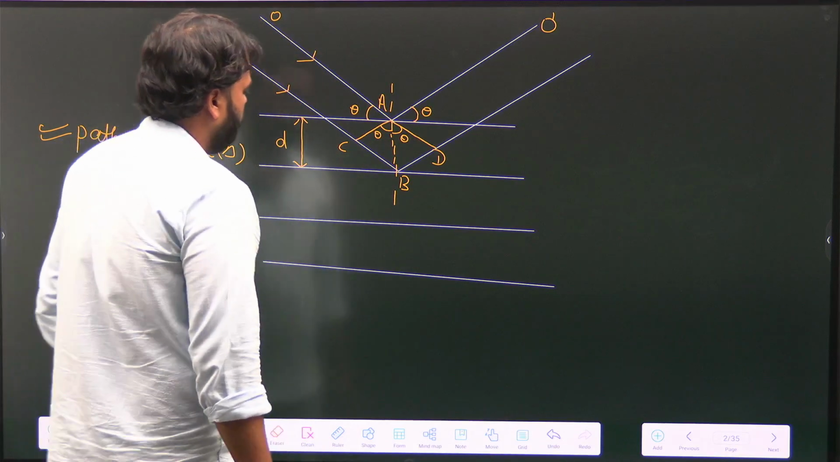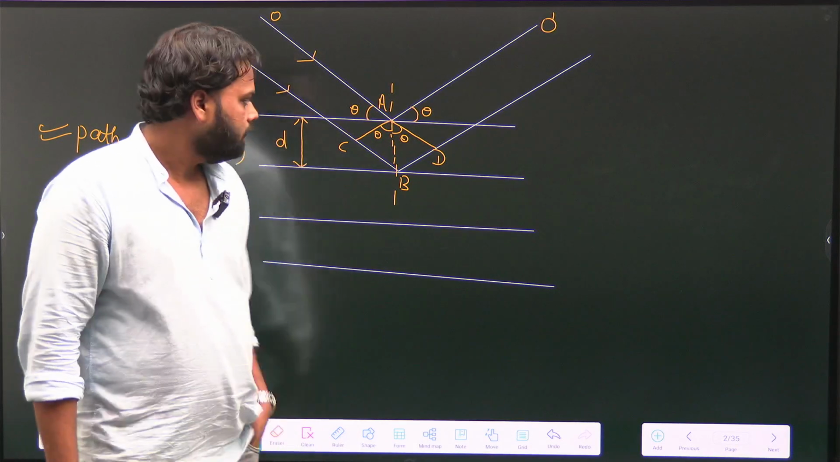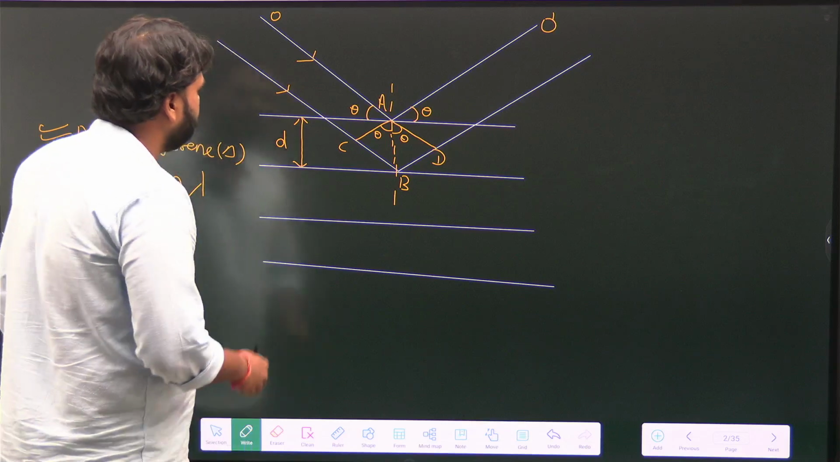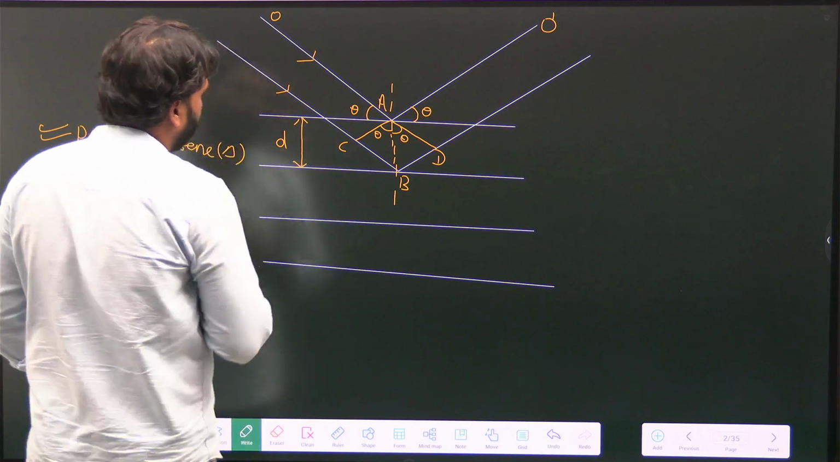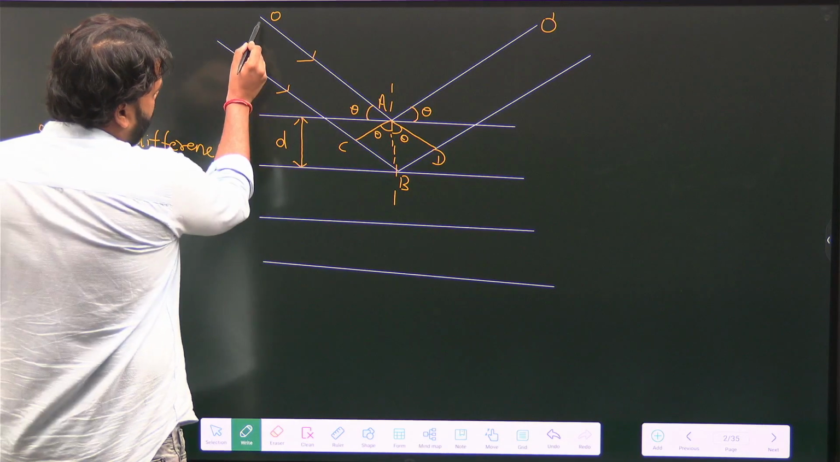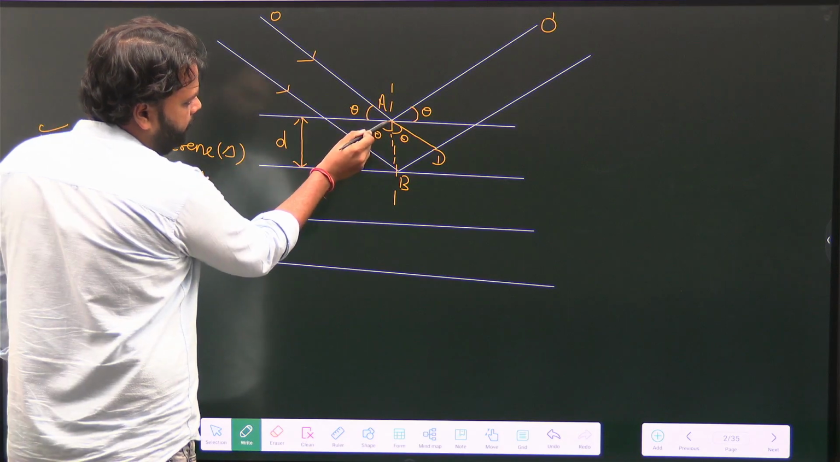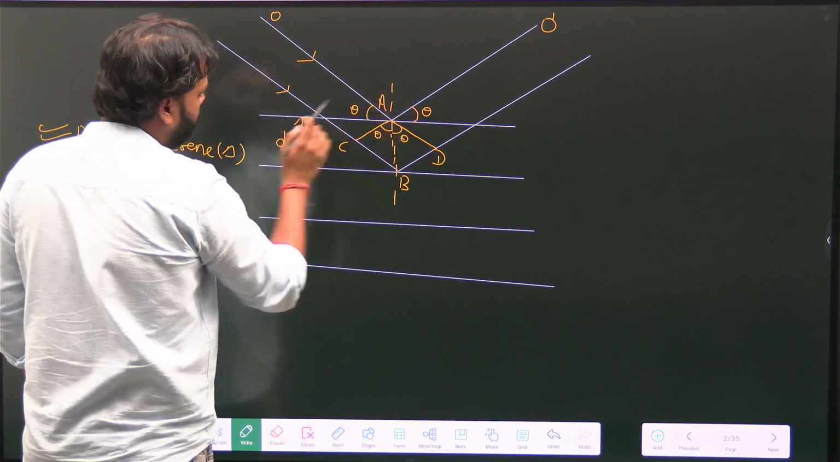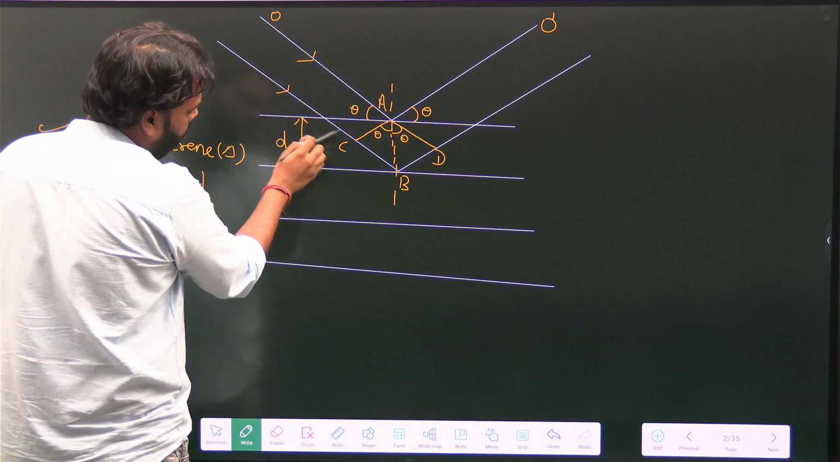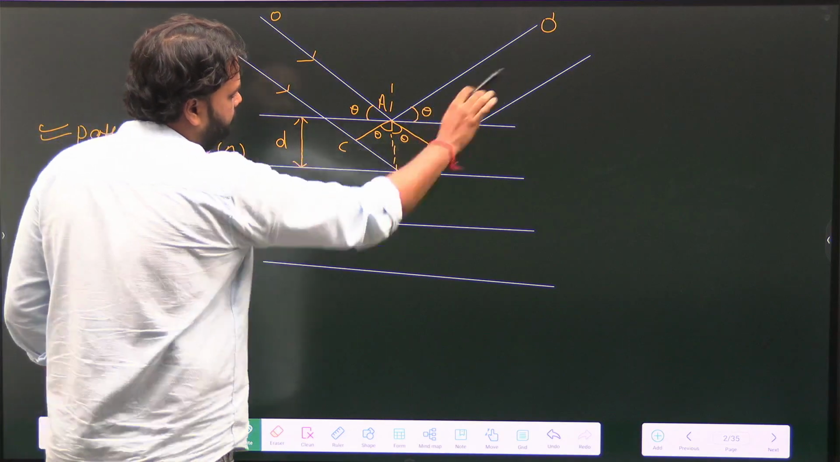So what will be the path difference? Path difference yahan dekhne se kya lag raha hai? See, if anyone has confusion, I will tell you. The ray came here, incident at this point and diffracted. Other ray came, hit and diffracted.